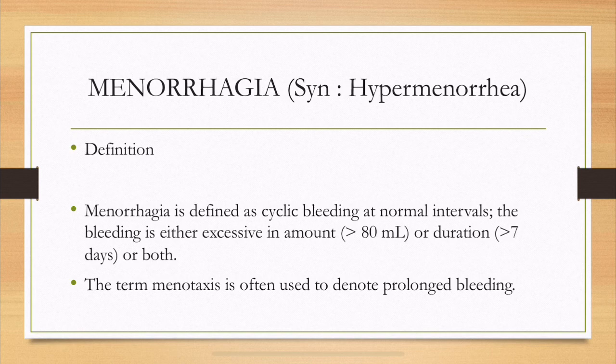Hope it's clear. What is menorrhagia, guys? When there is excessive bleeding and the duration is prolonged to more than 7 days, but the intervals are regular, this is known as menorrhagia.